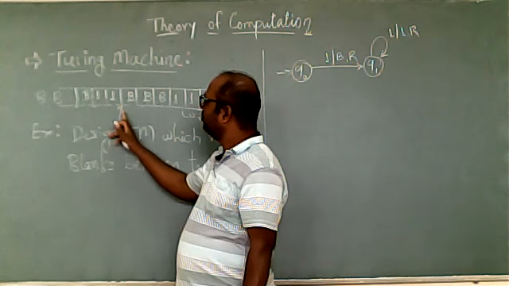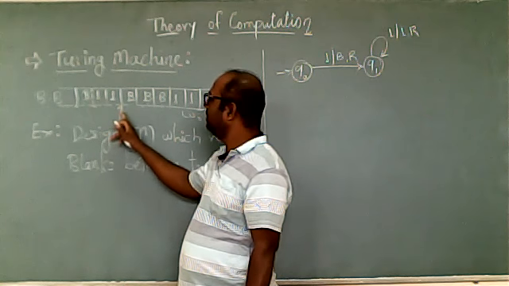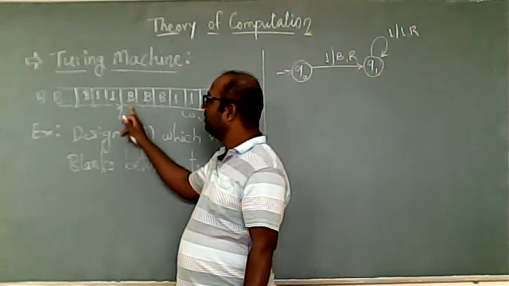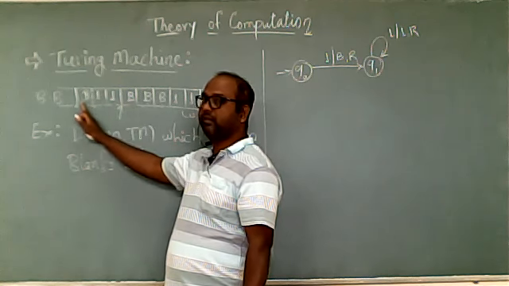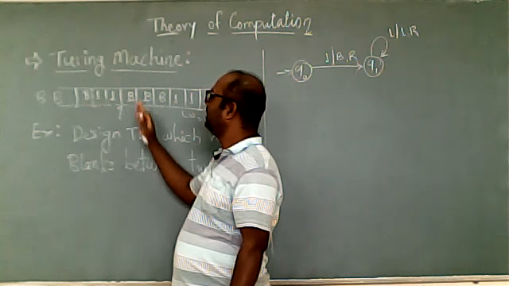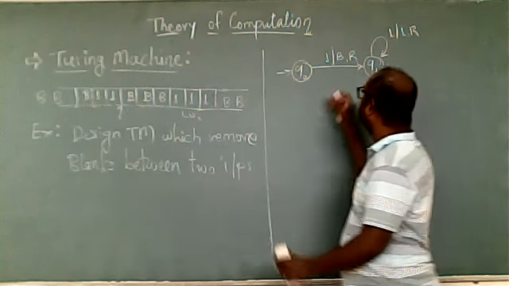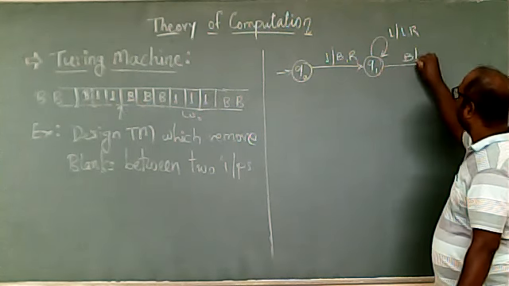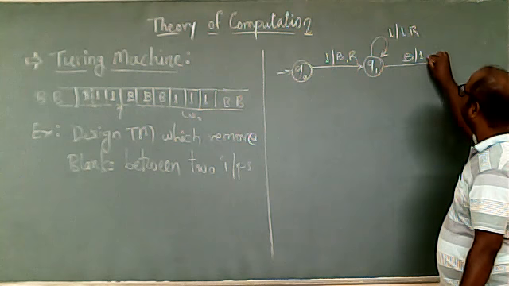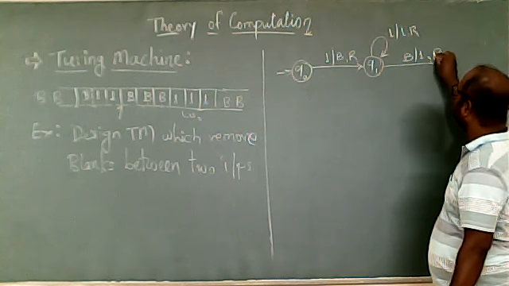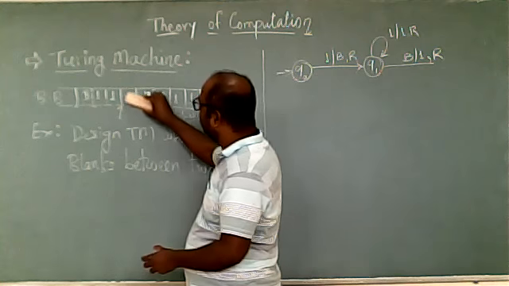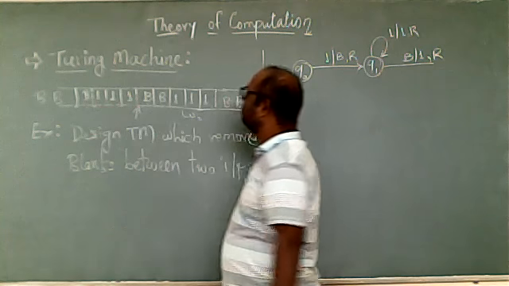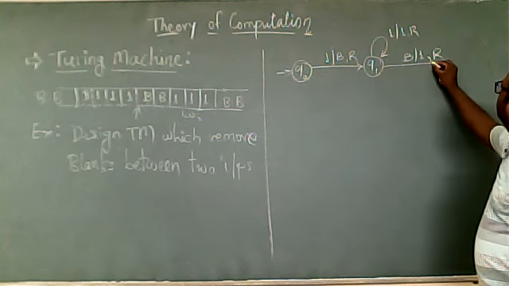Now when your read write head is here and it is getting a blank, this blank I have to replace with 1, because this 1 we replaced with the blank, skipping everything. So if I am getting blank, I will replace it with 1 and move right. This blank, make it a 1 and move right. Move right. Blank.